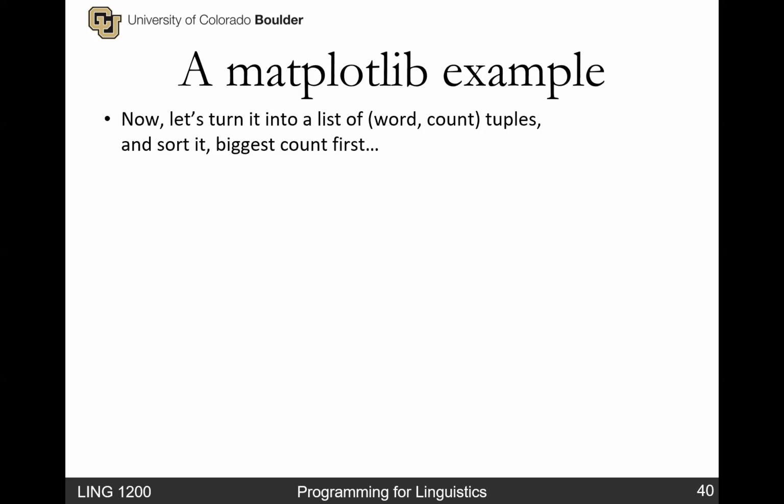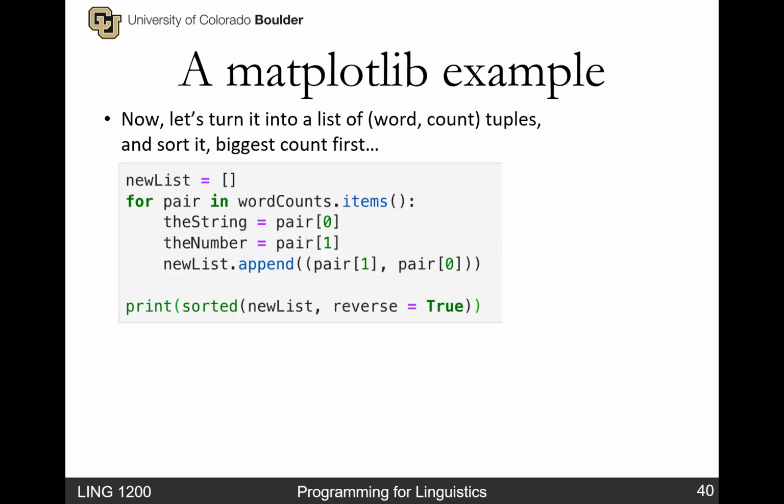So now let's turn it into a list of word count tuples. What we want to do eventually is to get a good visualization of what our word frequency is. So let's start by taking our words and our counts and turning them into a list of tuples, and then sort it with the most frequent first, or the biggest count of occurrences first.